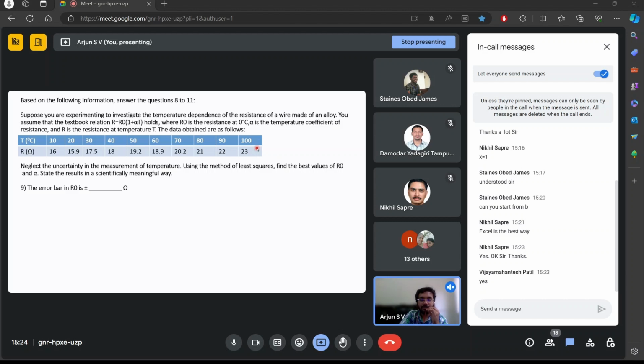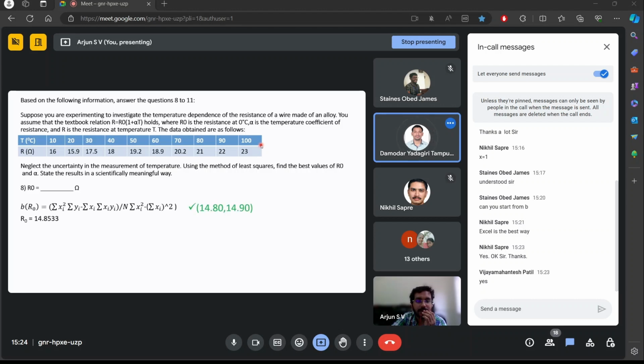For the error bar also we have a formula from the lectures, and for calculating the error value formula you must... Hello, sir. Yeah, sure, Damodar. Can you please take the previous slide for me? Yeah, just one second. Okay, thanks.